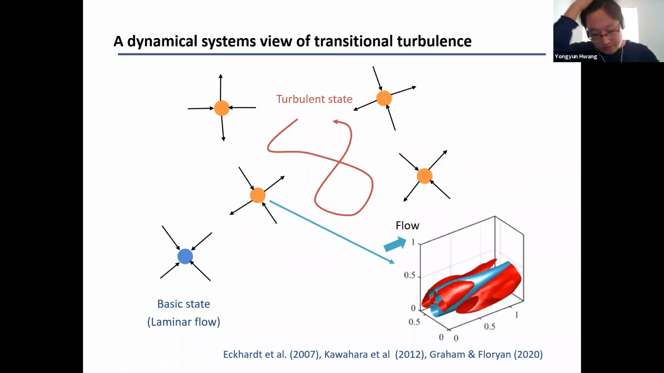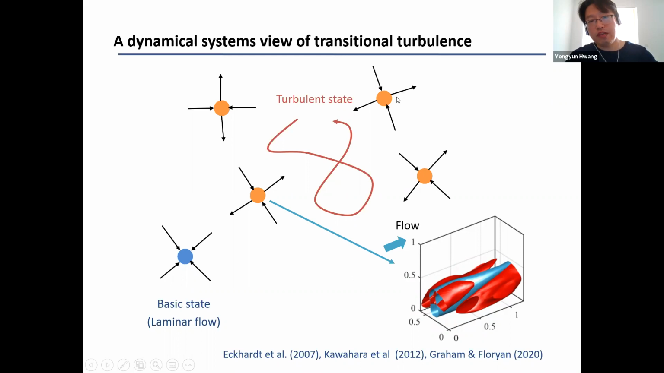The other importance of this exact coherent state, especially from our dynamical systems view, is like this. Let me consider what is called state space or phase portrait, where this dot represents the equilibrium solution of the Navier-Stokes equation. Obviously you have one solution which represents the laminar flow, and there are many solutions you will see as you increase the Reynolds number.